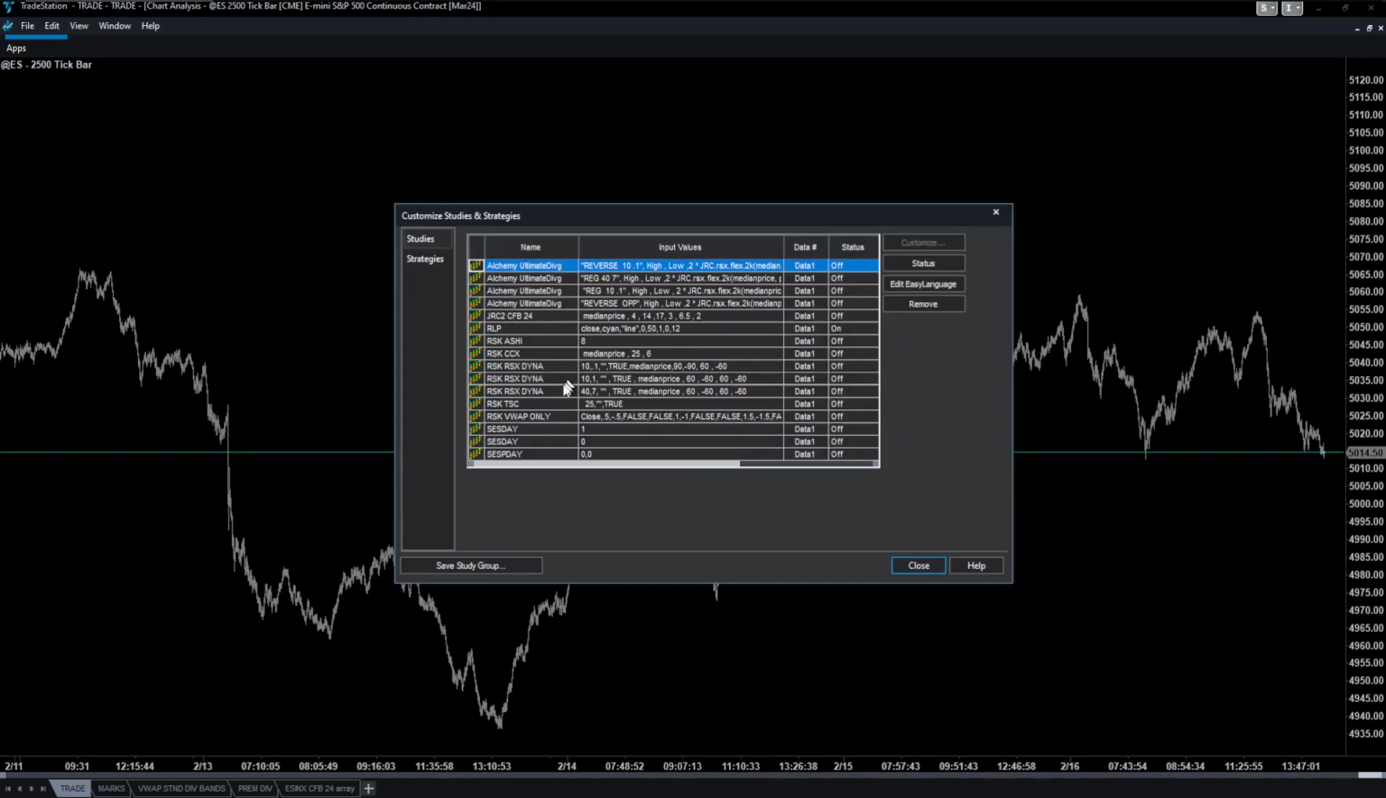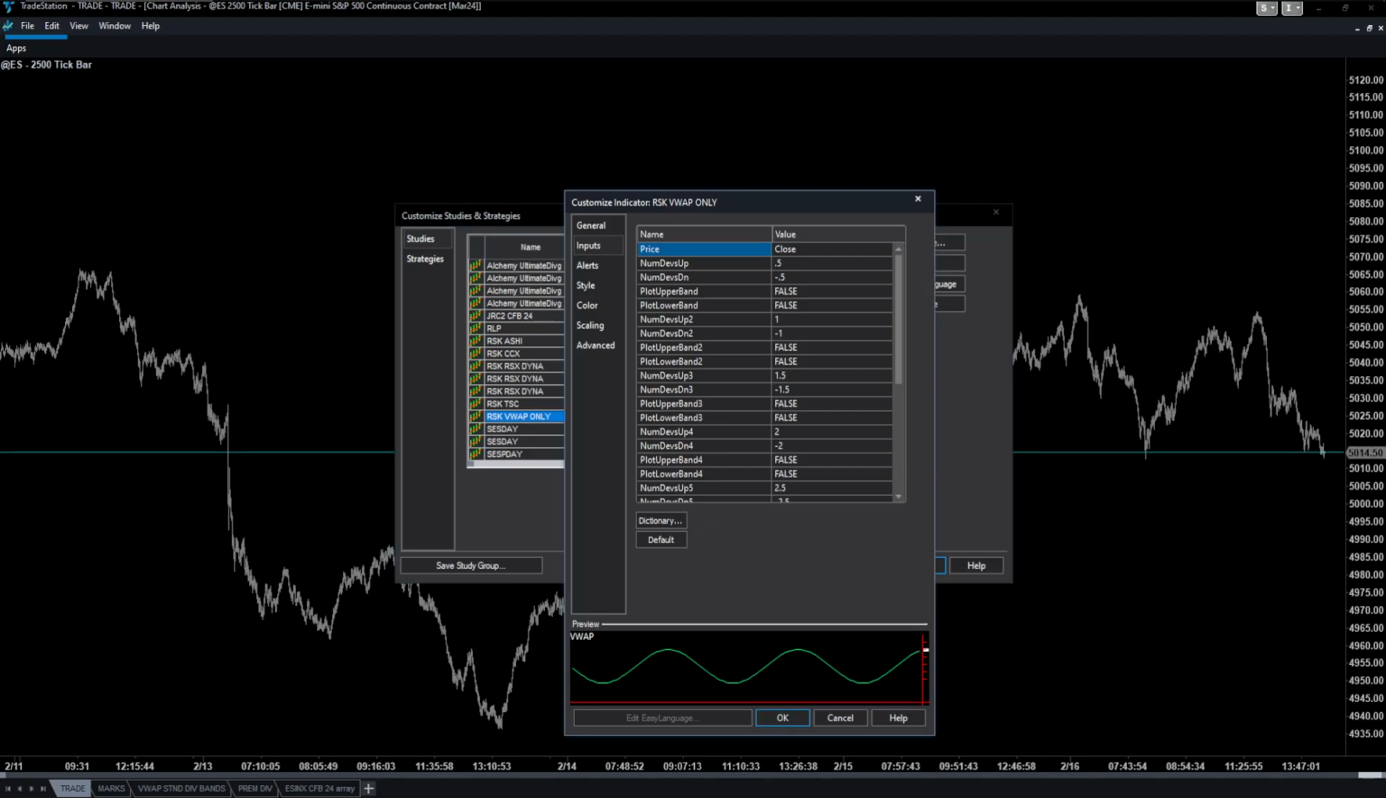We're going to look at the VWAP. This is a modification of TradeStation's VWAP. And what we've done is we've added additional standard deviation lines. That's really all we've done. The VWAP is the volume weighted average. So if you want to learn more about that, read up on what the VWAP is.